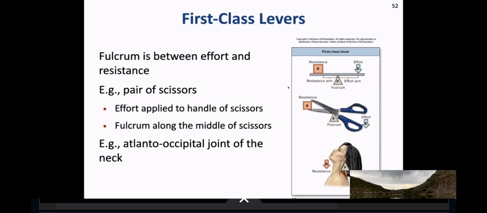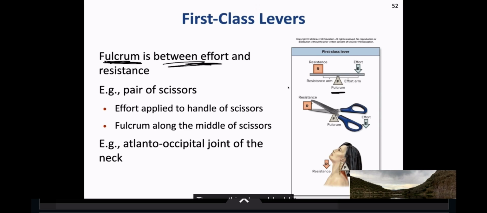Levers are laid out in three ways. The first one I drew, I think of as a seesaw. In your book, they call them a pair of scissors, because if you think about it, in order to make this part of the scissors go down, I have to make that part of the scissors go up. So it's still a seesaw or a teeter-totter. The fulcrum is between the effort and resistance. Just like I drew, the fulcrum is between the effort and resistance.